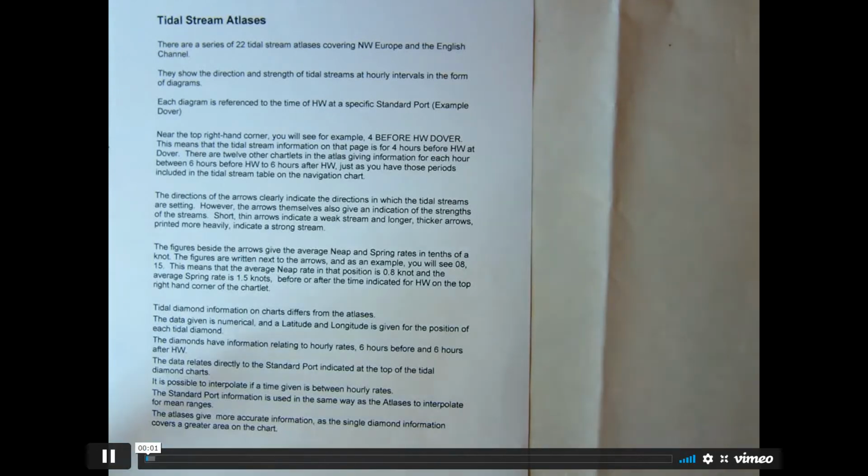In this video we'll cover tidal stream atlases. We'll have just a quick introduction about them and then look at an example. There's a series of 22 of them covering Northwest Europe and the English Channel, and they show the direction and strength of tidal streams at hourly intervals in the form of diagrams. Each diagram is referenced to the time of high water at a specific standard port.